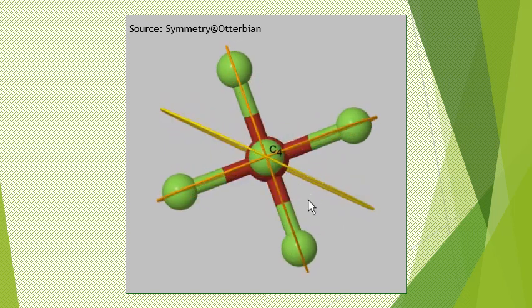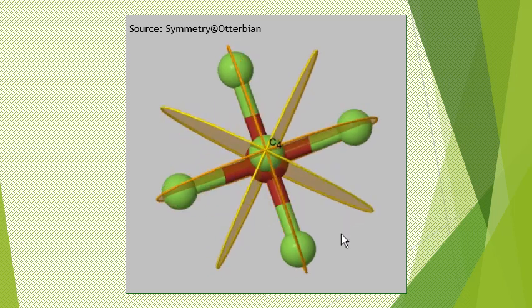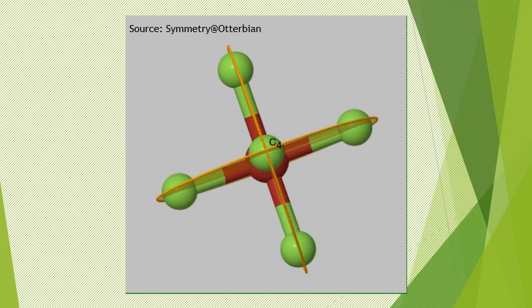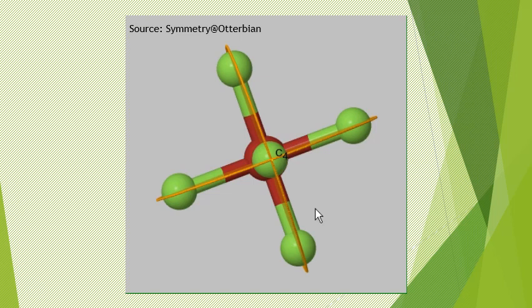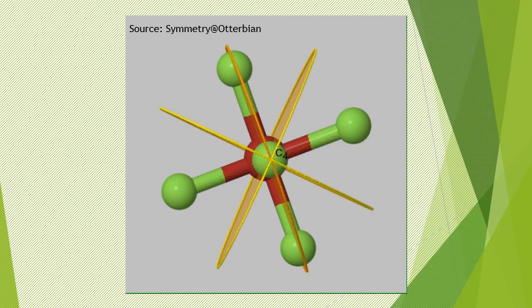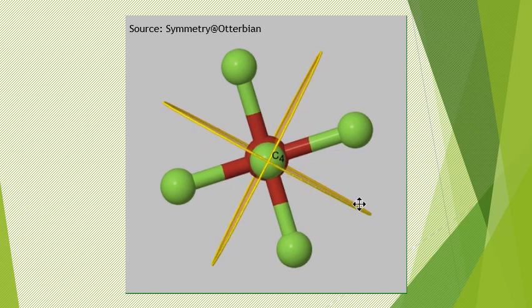So this is one more vertical plane, and this is one more vertical plane. But here in this symmetry at Otterbein, what they have listed is that they have gone with that rule: the two planes which are passing through atoms have been considered to be vertical planes, and these two planes, which are not passing through atoms, or which are passing through less number of atoms, are considered to be dihedral planes in this case.